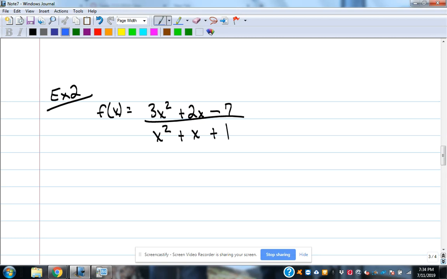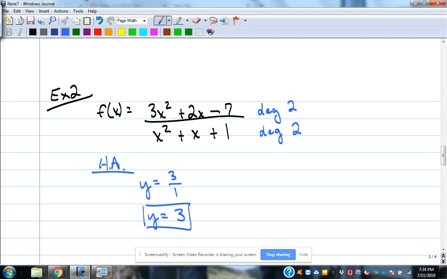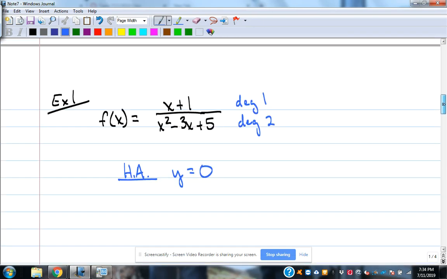That's our rational function. We look at the degree of the numerator. The degree of the numerator is x squared, so it's 2. The degree of the denominator is x squared, so it's 2. The degrees are equal to one another. So the horizontal asymptote, HA, will be at the ratio of the leading coefficients, 3 over 1, which is y equals 3. And there is a horizontal asymptote. Notice that the degrees are the same, or the degrees have to be top smaller than bottom.